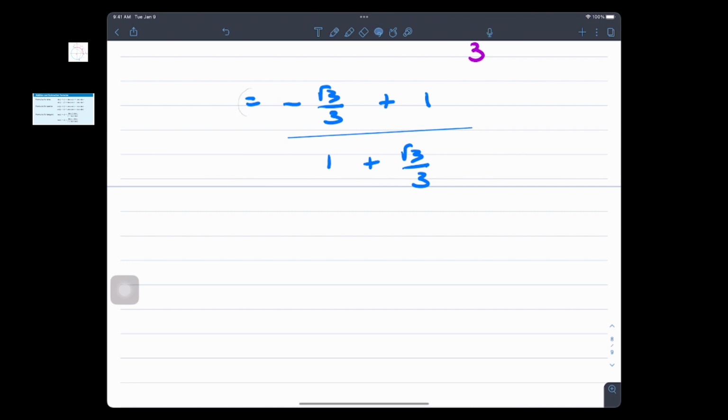So if you look at some books, the algebra looks like this. They're going to rearrange the numerator.